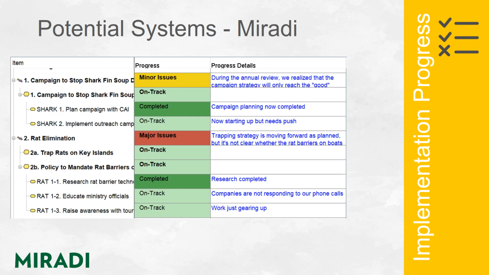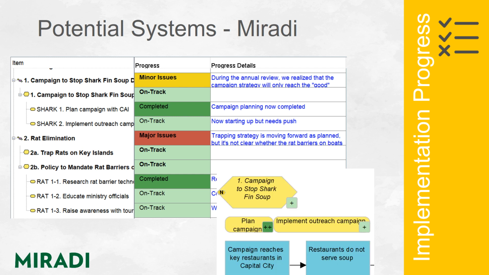So here we can see a table that summarizes the implementation progress entries, and we can also see that information in a diagrammatic view. Which view you choose to use will likely depend on with whom you're working and how they like to see information. This ability to see your data in diagrammatic and tabular form is a feature unique to Miradi systems.